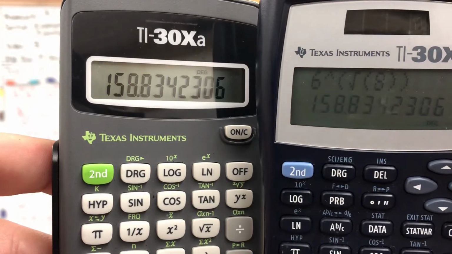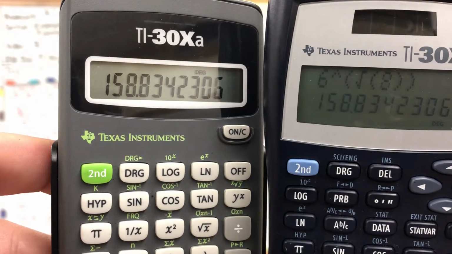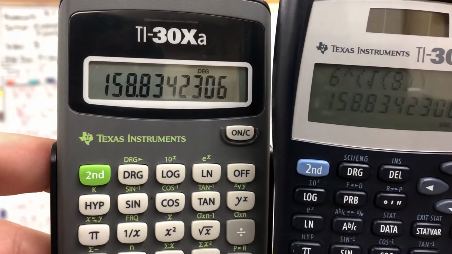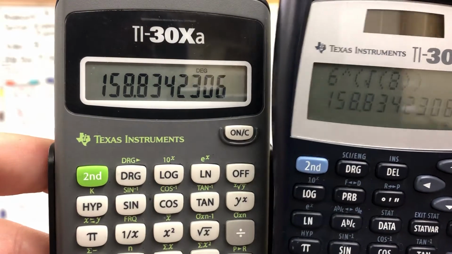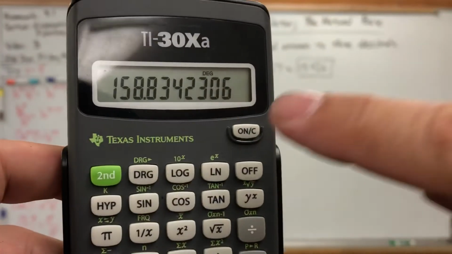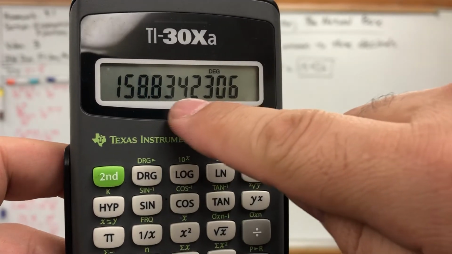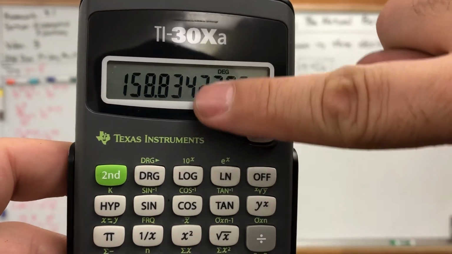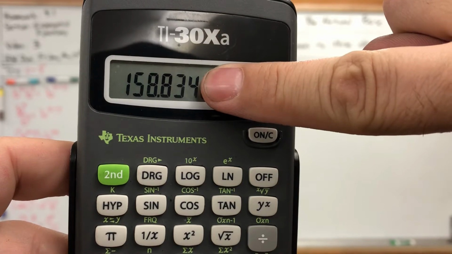So it is your responsibility to know how to use your particular calculator. I want to remind you that you should not be using your iPhone as a calculator on your test. Since we're rounding to 3 decimal places and the fourth one is just 2, we're not going to round up, so we're going to round to 158.834.